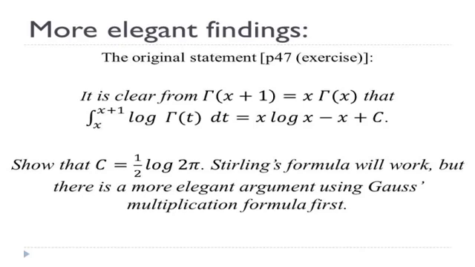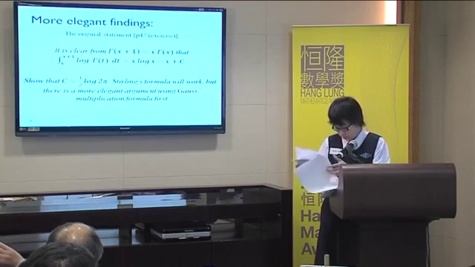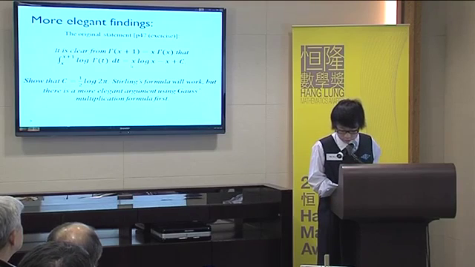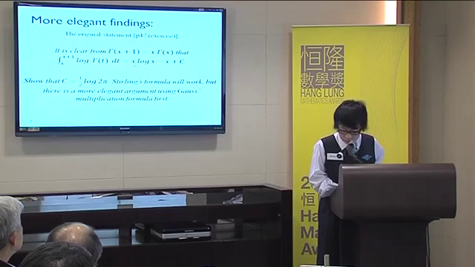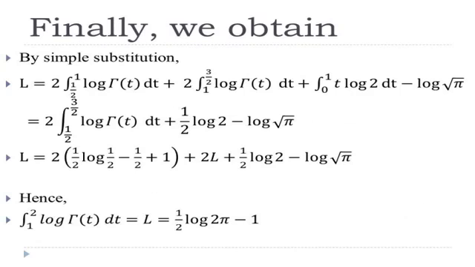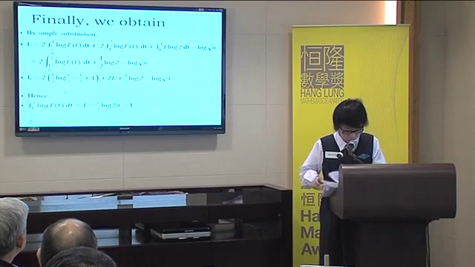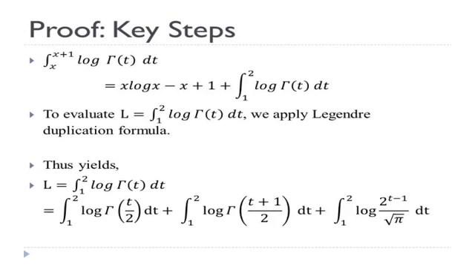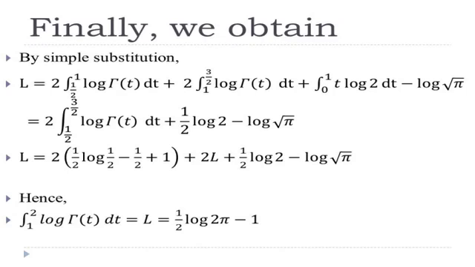During our study, I mostly focused on the beta special function. In the beta special function, we came across another question, which is quite elegant, as claimed in this statement. So we have included it in our paper also. The detailed solution can be found in my paper, and I will just show you the key steps. We first apply the Legendre duplication formula, and then we obtain this result. By simple substitution, we can eventually express L in terms of some constant plus 2L. So we obtain the value for L.